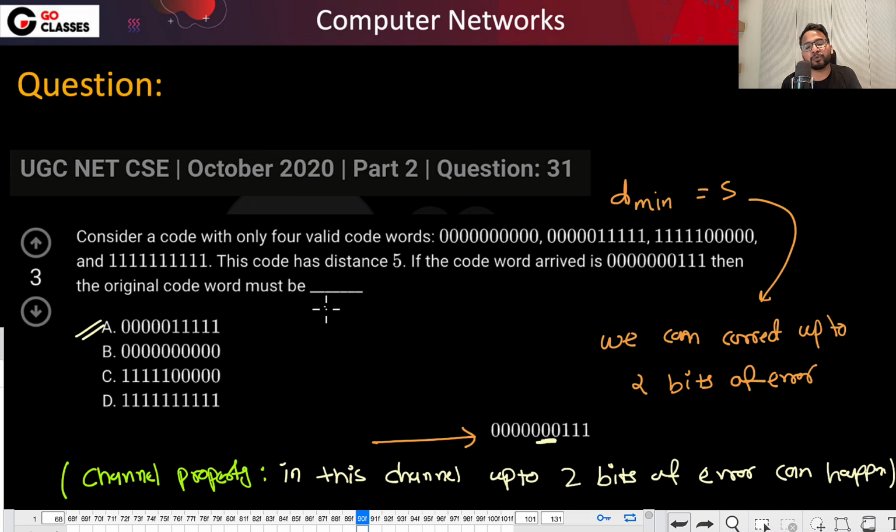Okay, we can correct up to 2 bits of error. This I agree. But there may be multiple errors also. But if the channel is saying that up to 2 bits of error can happen, then yes, we can even correct them, and then A is the correct answer. A little bit ill-framed question, I would say.